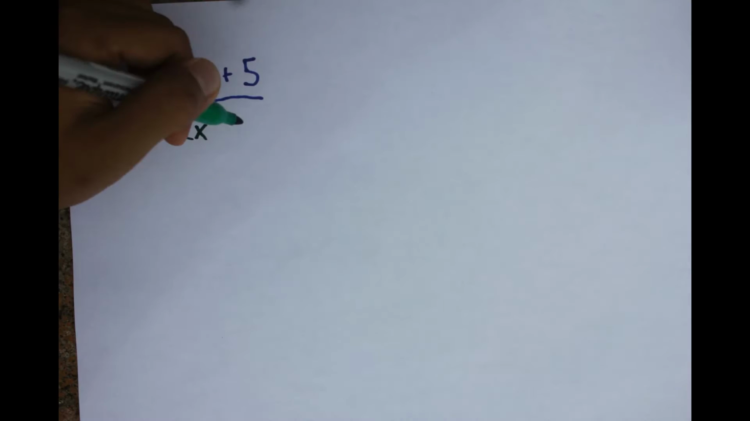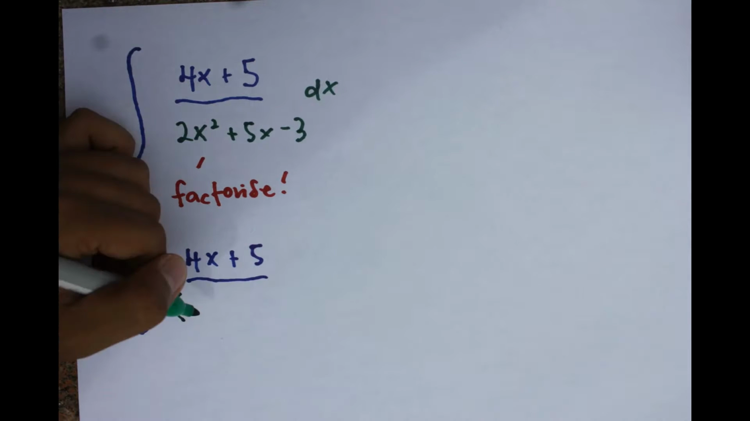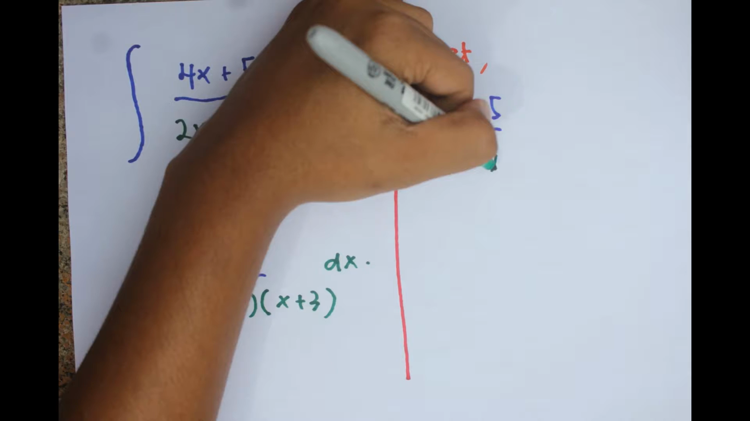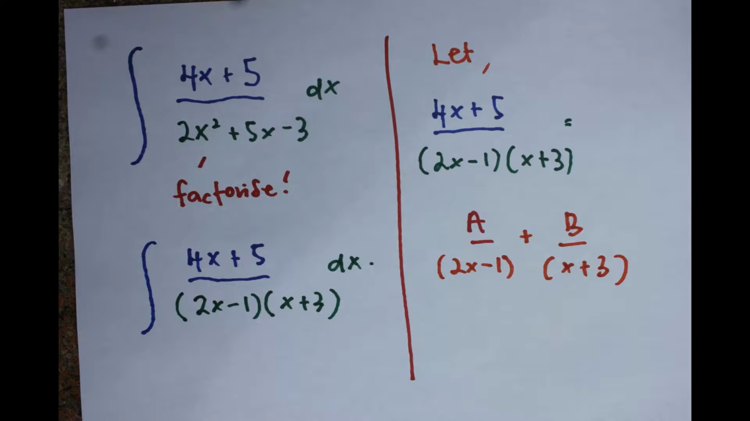Now let's try another question. Just like the last one, the first step is to factorize the denominator, in which you get 2x minus 1 and x plus 3. Through partial fractions, you can separate the denominator like so. Then, multiply both sides by 2x minus 1 and x plus 3.